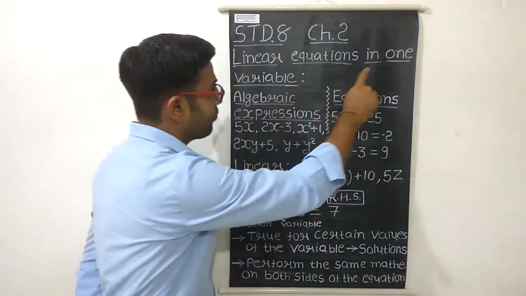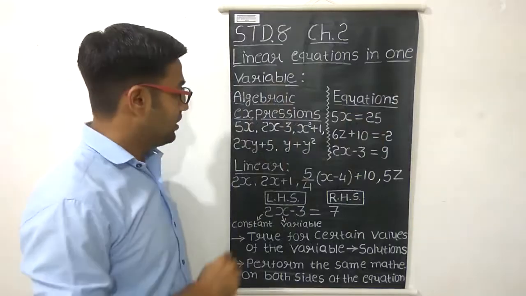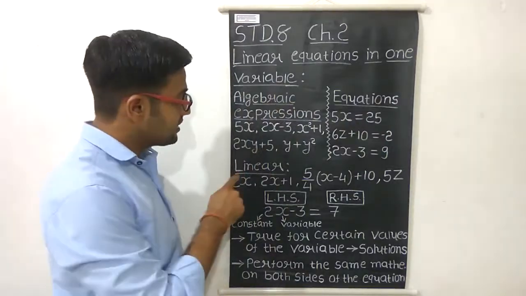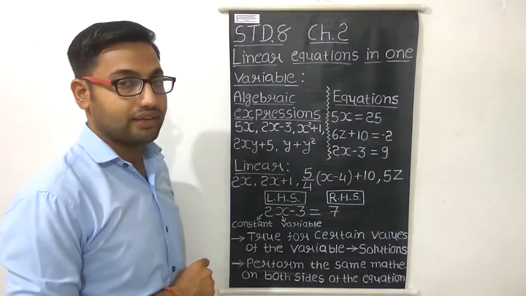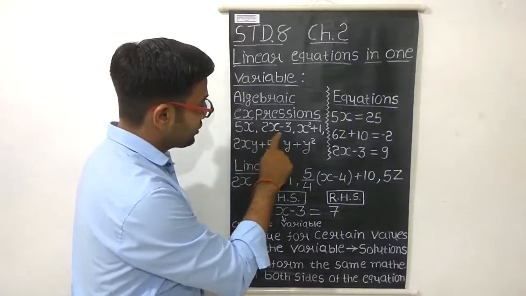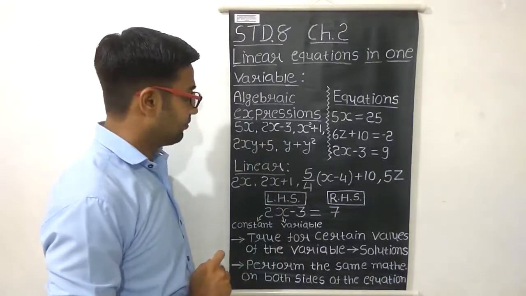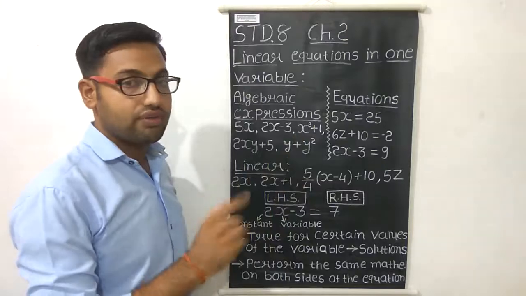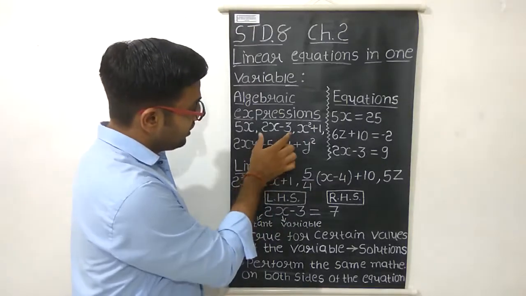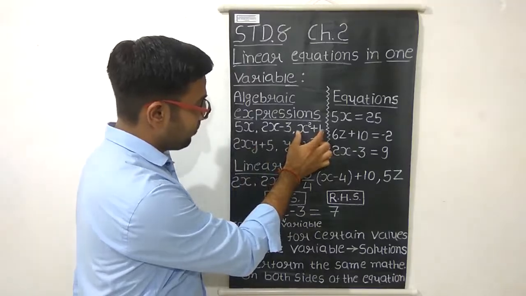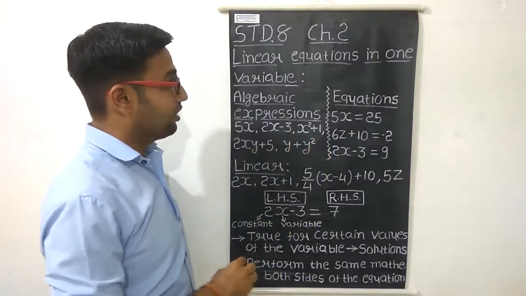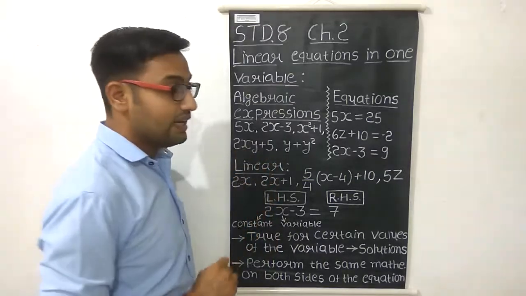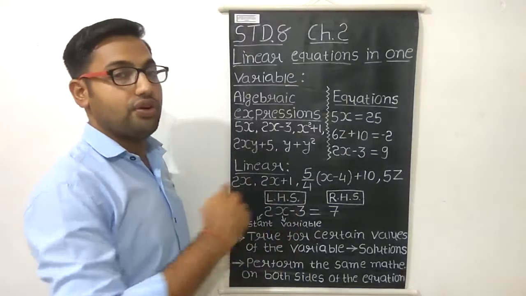Now we have to understand the meaning of one variable. In some of the expressions here you can notice 2xy plus y. In this expression there are two variables, x and y. While in this expression 2x minus 3, only one variable is there. Also x square plus 1, only one variable is there. Y plus y square, only one variable is there. So all these, 2x minus 3, x square plus 1 and y plus y square, are expressions with one variable. While this one, 2xy plus 5, is an expression with two different variables.